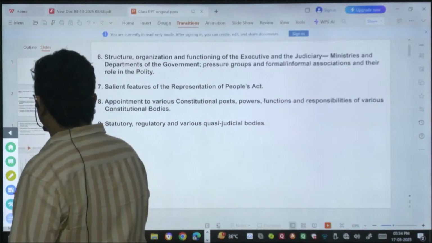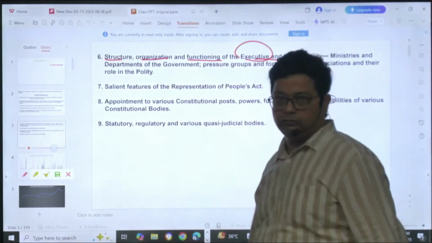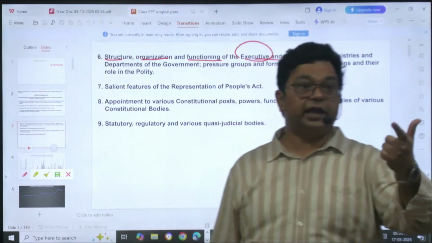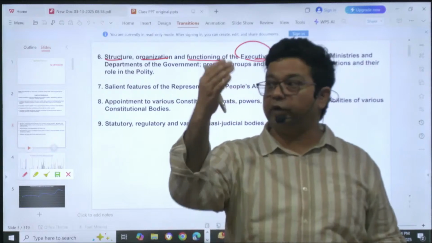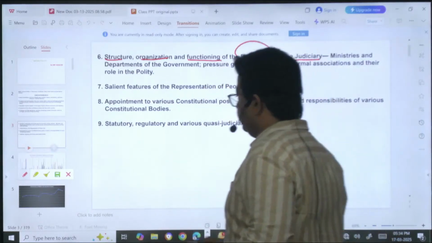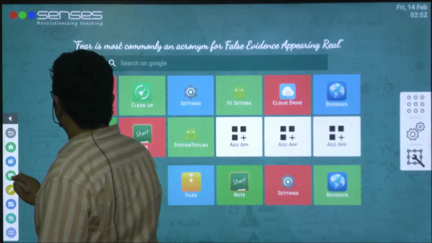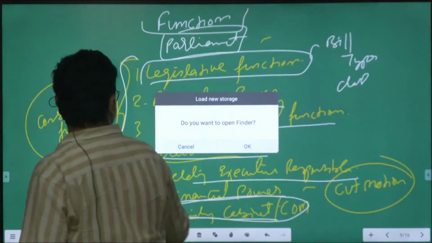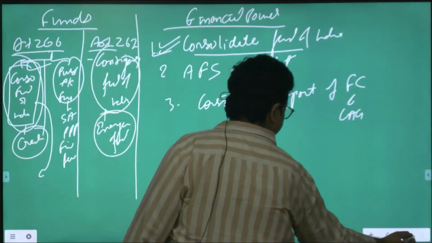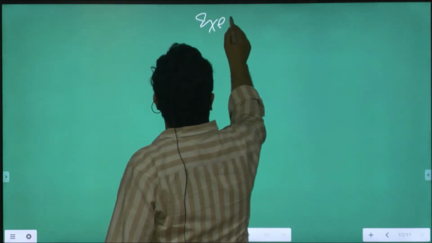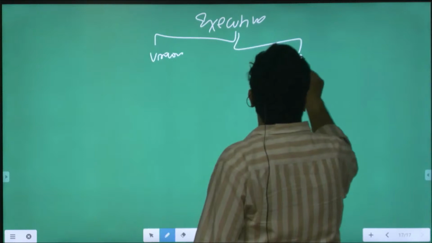If you see the next, structure, organization and functioning of executive and judiciary. So now we need to analyze the executive. Now as we know, we have a two-tier government, Union and State. If we talk about the executive, there is the executive at the Union level and the executive at the state level.